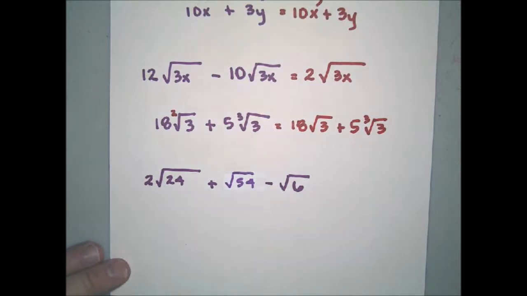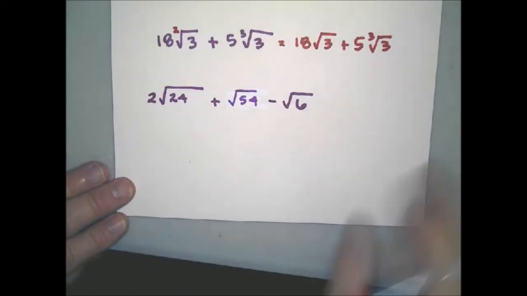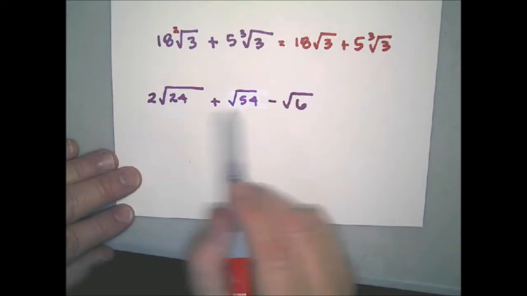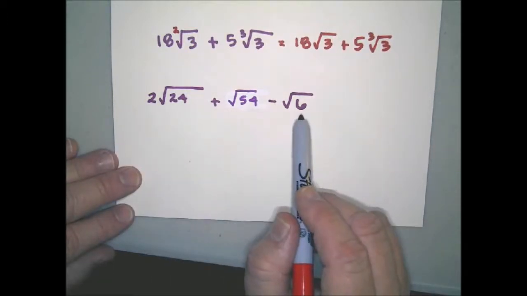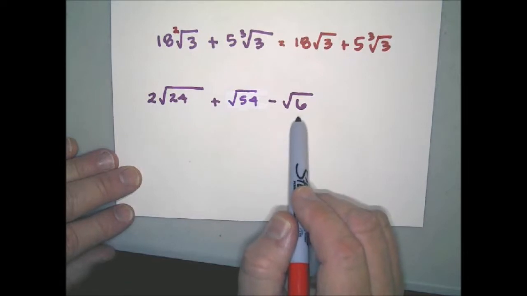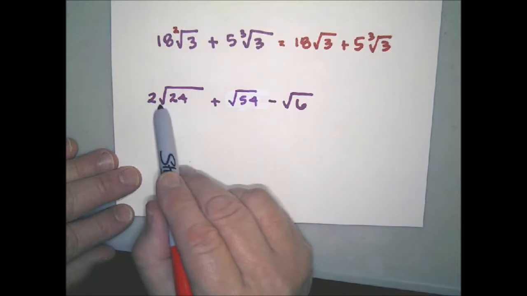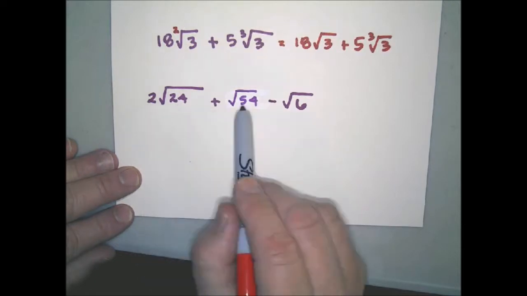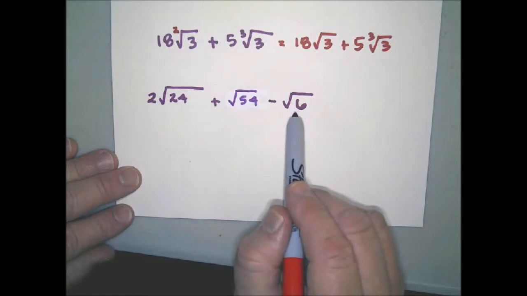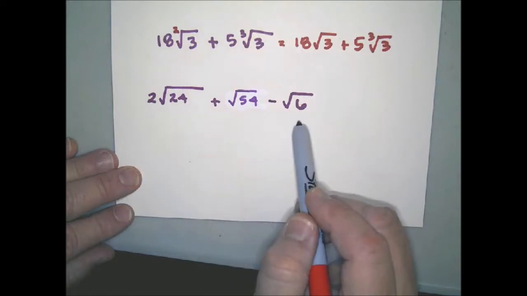Now here's a typical problem. Once you get past the easy things that either can or cannot be added together, you're going to take a look at something like this. And at first glance, you wouldn't think they'd be able to be added together or subtracted because they're not the same square root. This one's square root 24, this one's square root 54, and this one is square root 6. But you can't make that determination until you simplify them all.